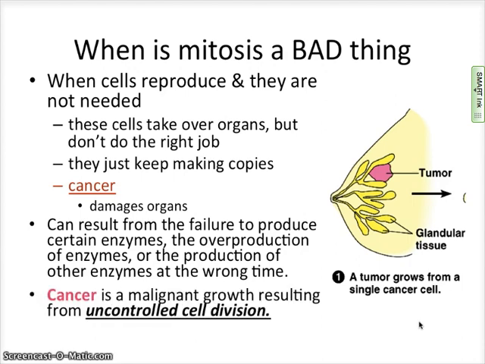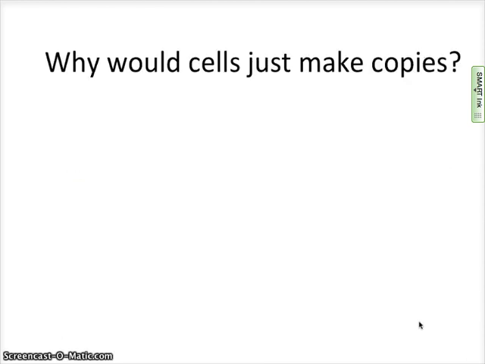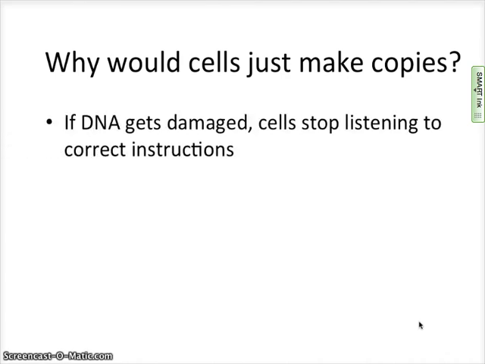So cancer is malignant growth. Malignant just means it's negative, from uncontrolled cell division. So why would cells just make copies? Well, if DNA gets damaged, the cell stops listening to the correct instruction. Remember that the DNA are the instructions for the cell to know what to do.